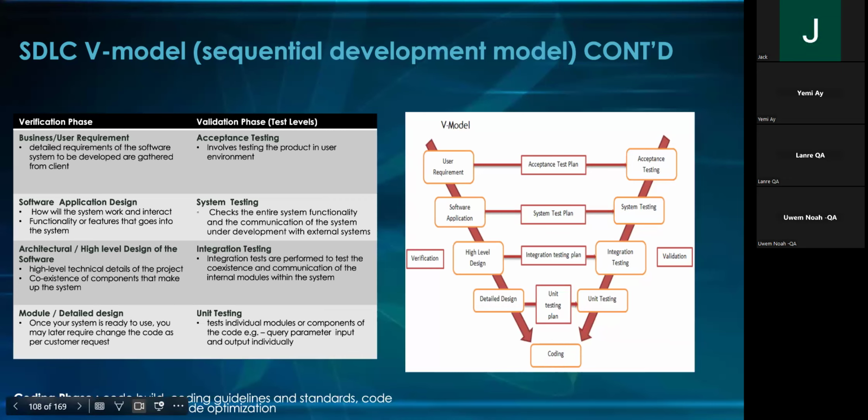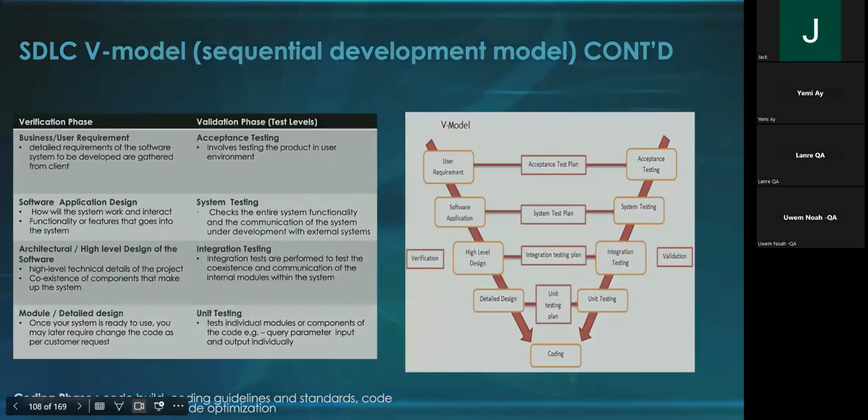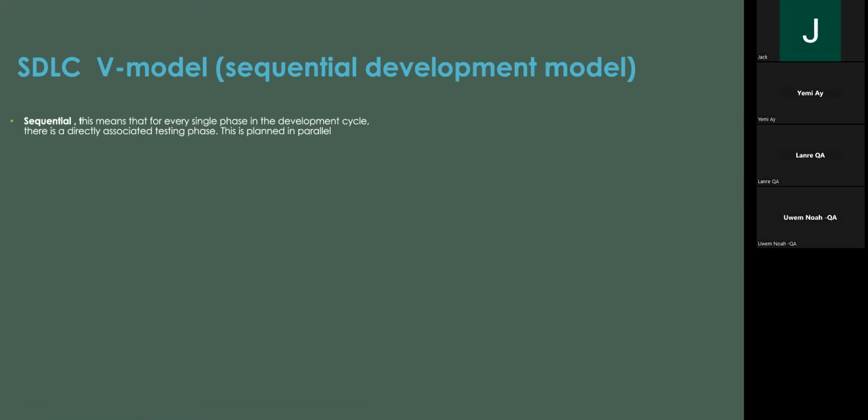So the coding phase is there, and we follow the standard rules of coding. This is sequential. This means that for every single phase in the development cycle, there is a directly associated testing phase that is planned in parallel. That's it.